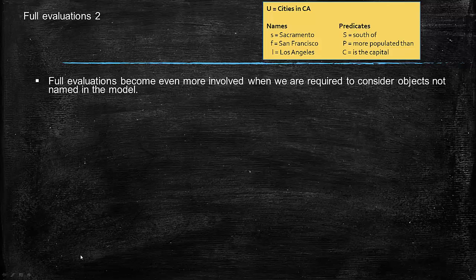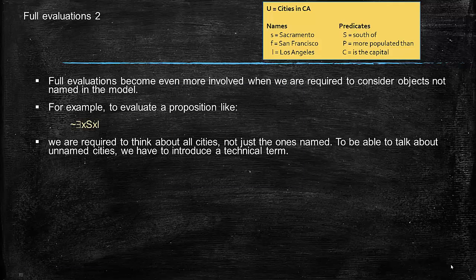Now, full evaluations are even a little more involved when we're required to think about objects that are not named in the model. In the previous one, we didn't have to. And in order to do that, think about something like this. It's not the case that there exists an X such that X is south of L. So there is nothing that is south of Los Angeles. Well, Sacramento is not south of Los Angeles, and San Francisco is not south of Los Angeles. So as far as cities named in the model, nothing is south of Los Angeles, but there are many cities that are, not a ton, but many cities that are south of Los Angeles, and they're just not named in the model. So San Diego, for example, would count here.